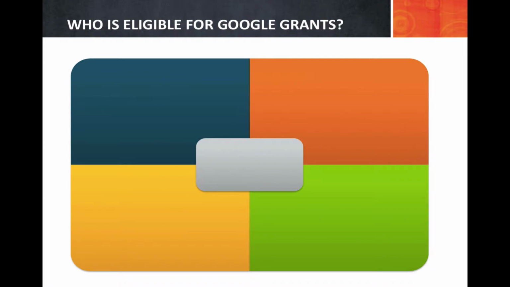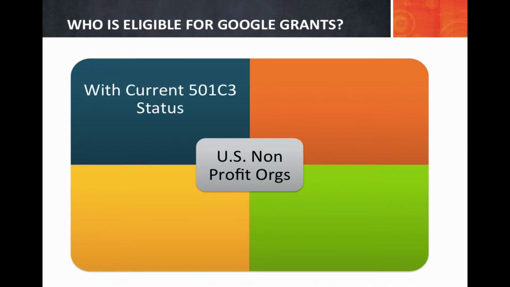So, who is eligible for Google Grants? You must be excited to learn about this portion of the program. Well, first, you need to be a US-based nonprofit organization, and it needs to be a nonprofit organization that has 501c3 status from the IRS. If you have not yet applied for this program, or you're in the application process, that does not count. You'll have to wait until you get fully approved as a 501c3 before you can proceed.